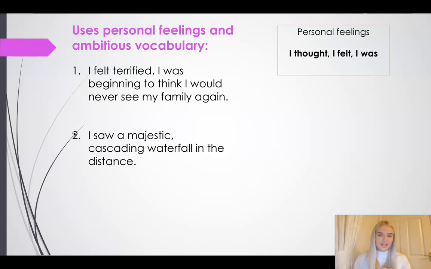A majestic, cascading waterfall. What type of phrase is that here? An expanded noun phrase. We know this because we've got our noun, the waterfall, our two adjectives separated by our comma, and our determiner: a majestic, cascading waterfall. That is an example of my ambitious vocabulary, because using those really ambitious adjectives to create this expanded noun phrase is what we all need to keep trying to do. So when you're doing your independent learning today, I want you to think, how can I not only evoke my personal feelings, so show my personal feelings, but also use that ambitious vocabulary in there?